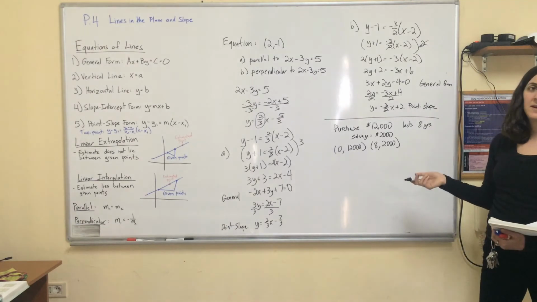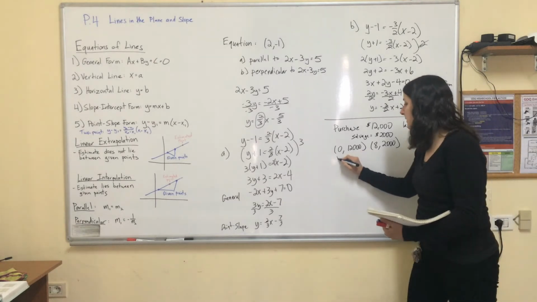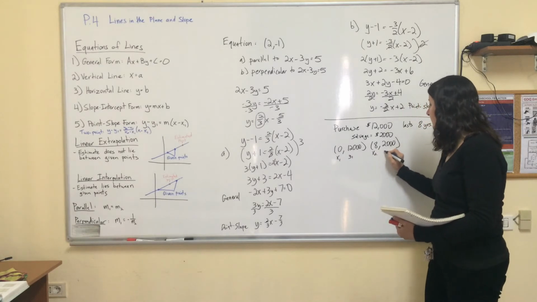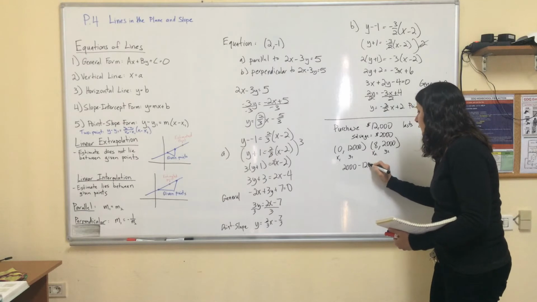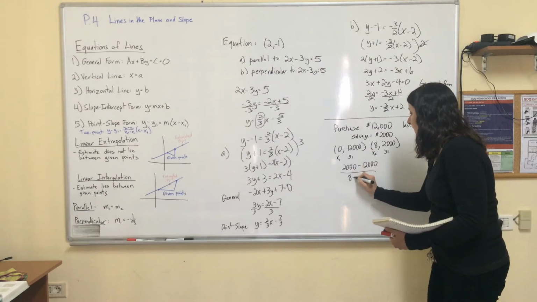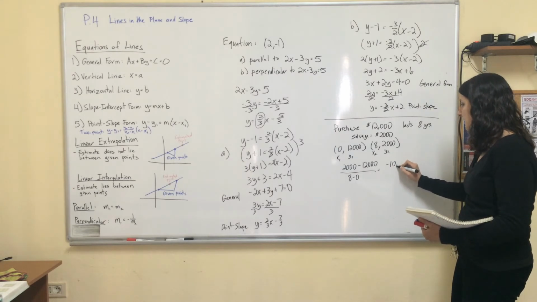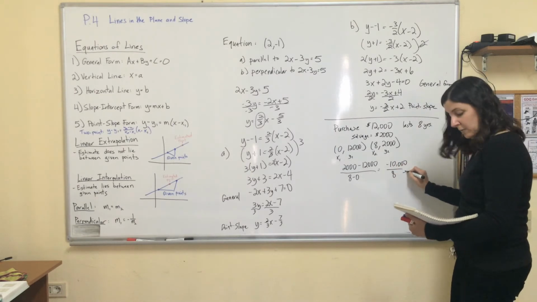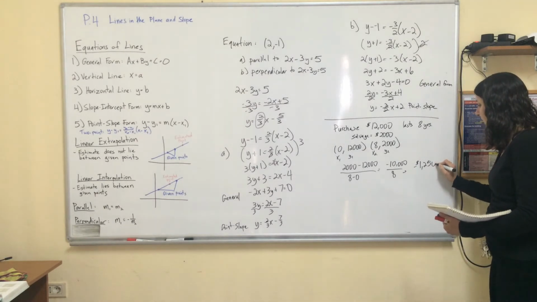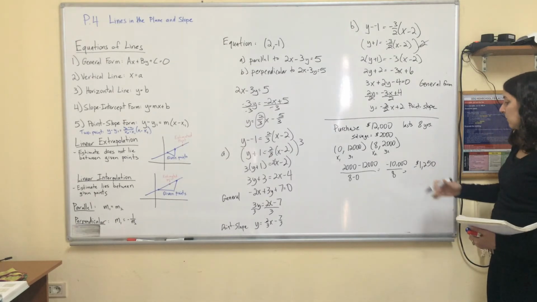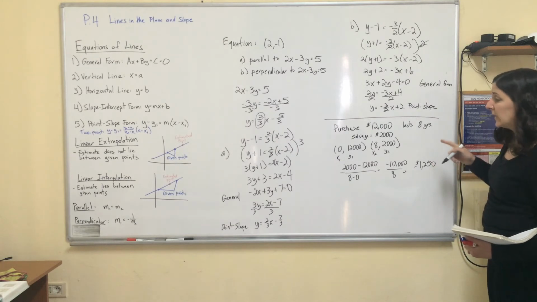So again, before we write an equation, we need to do the slope of the line. If we call this one x1, y1, and this one x2, y2, we can say 2,000 minus 12,000 over 8 minus 0. So that's going to give us negative 10,000 over 8, which is going to be negative 1,250. This is going to be my slope. So essentially it's going down by 1,250 each year.